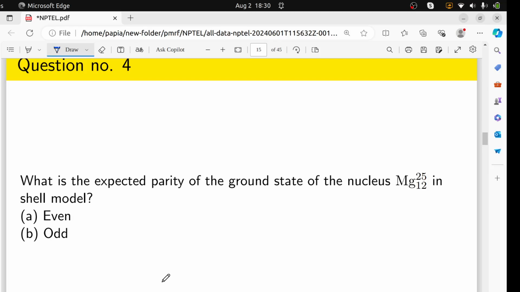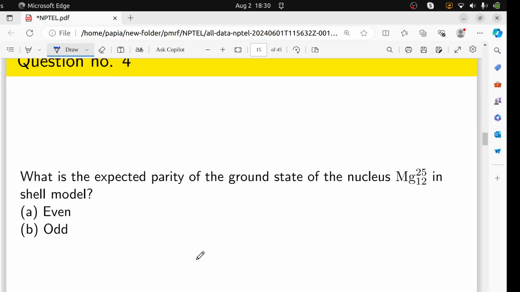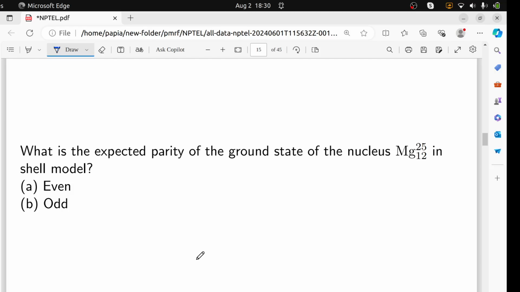Otherwise we can go to the next question. Okay, fine. So the next question is question number 4. What is the expected parity of the ground state of the nucleus Mg-25 in the shell model? So just focus on one thing. We are not taking care of any excited state till now. We are just focusing on the spin and parity for the ground state of this nucleus, right?